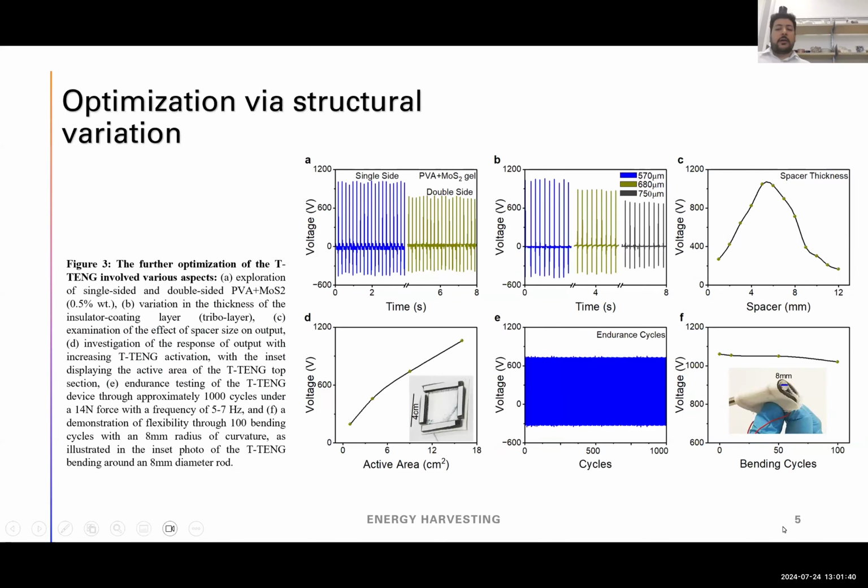And similarly, figure F shows the fatigue test. We call it bending cycles, but my examiner suggested using fatigue test. So it is a fatigue test to show the flexibility of the device. I bent it with around an 8 mm rod, per 100 cycles, and only a 4% reduction occurred after 100 cycles. So it shows high flexibility of the device.